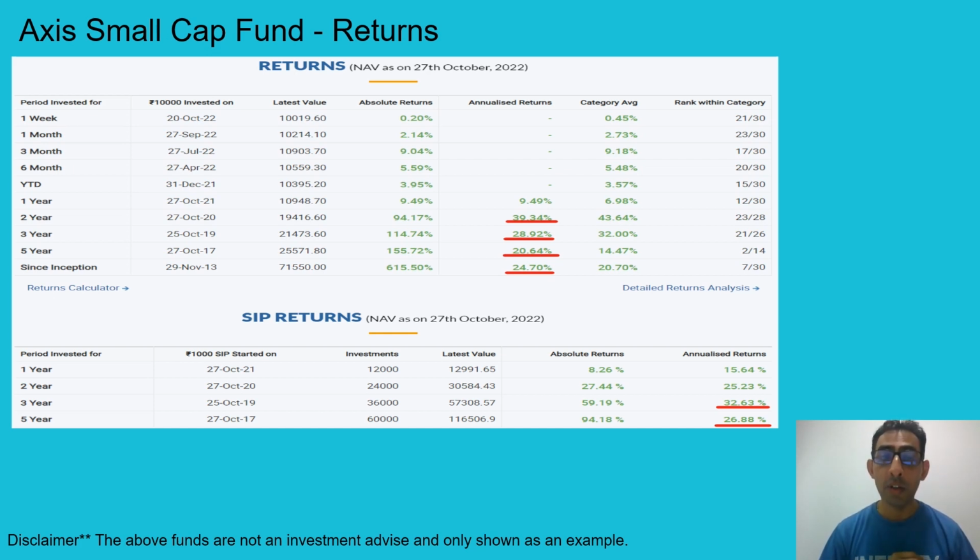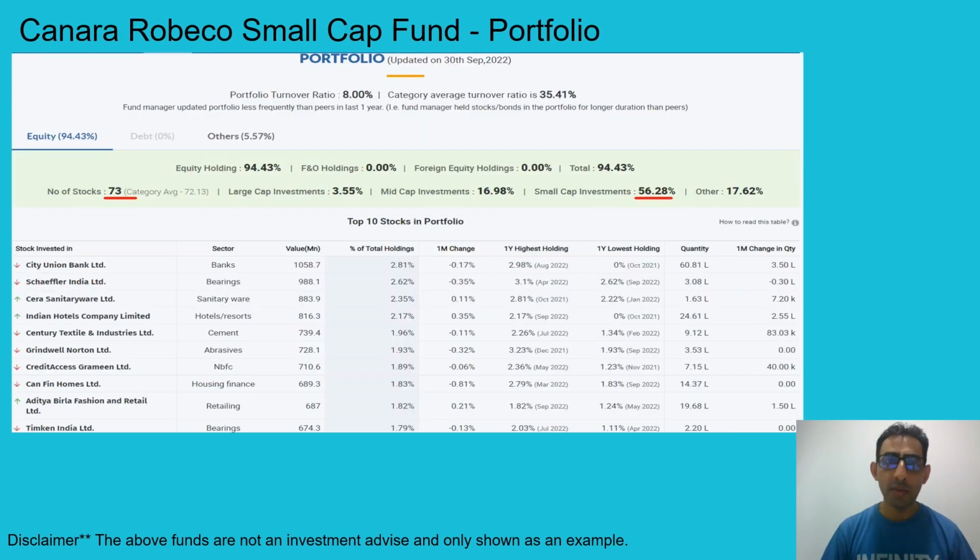It's quite good. Now let's look at the SIP returns. So SIP returns, if I look at 3 and 5 years, it's 33 and 27% returns. Again, it's phenomenal. If I compare this with the fixed deposit, it's close to 4x or 5x, right? So fantastic returns by Axis Small Cap.